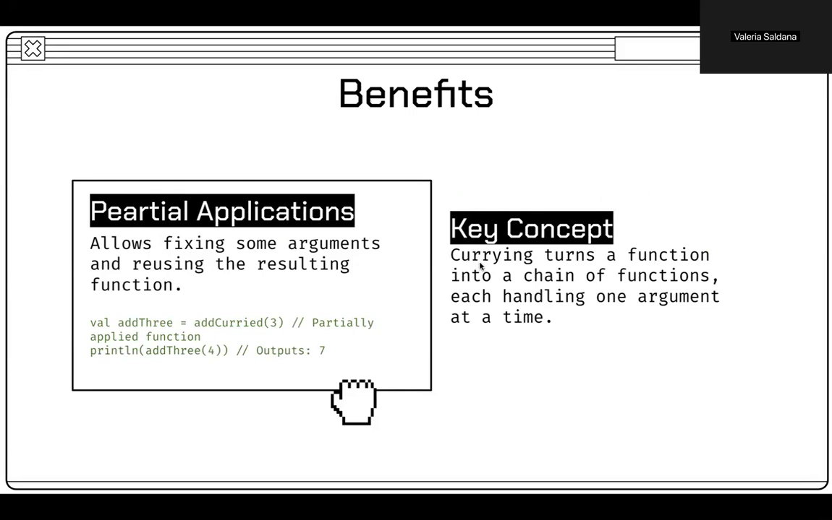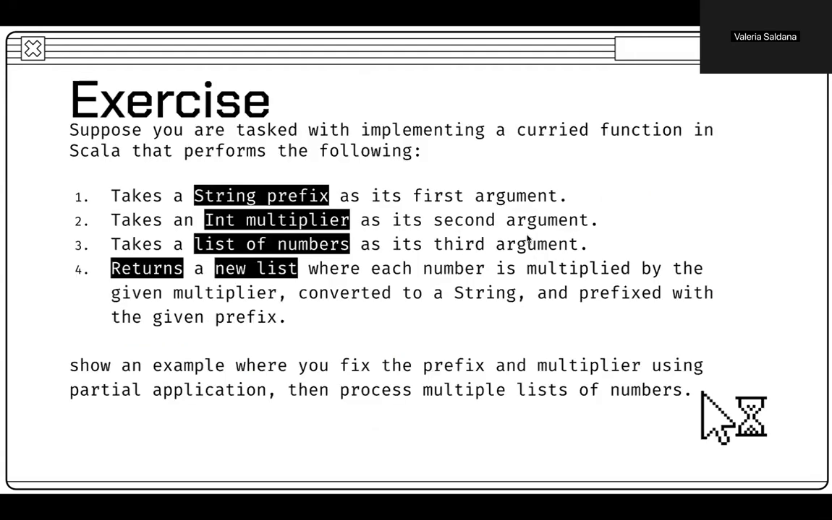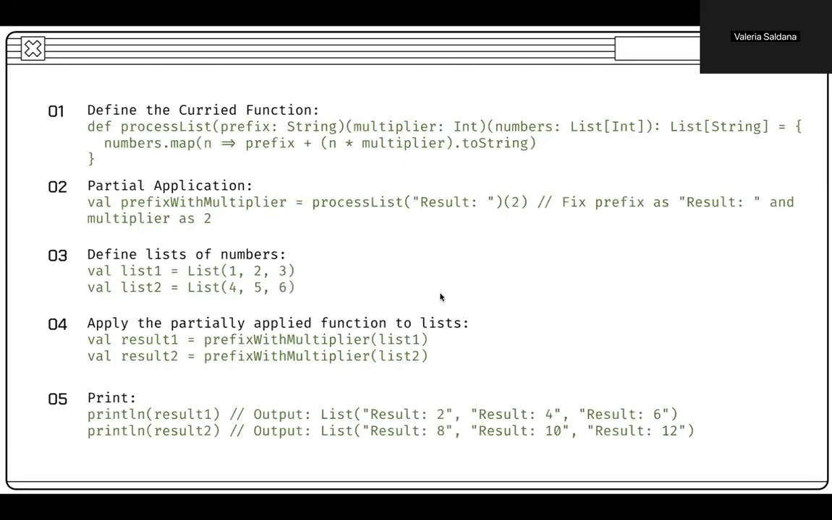Now, let's take a look at an exercise to solidify the concept. In this task, we'll create a curried function that processes a list of numbers, fixing a prefix and a multiplier first. To do this, first, we define the curried function process list. Then, using partial application, we fix the prefix as result and the multiplier as 2. Finally, we apply this partially applied function to different lists of numbers and print the results.